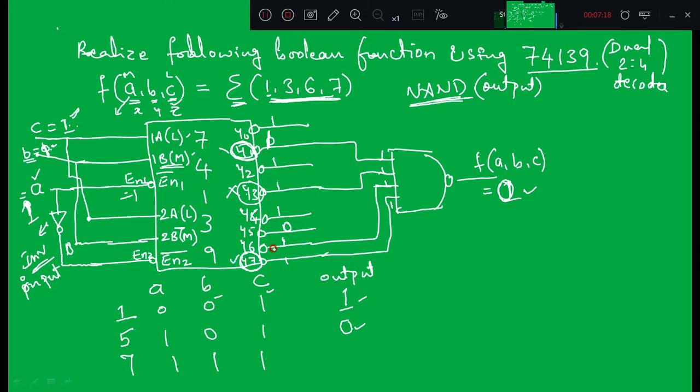Right? So which is equal to 2Y3 in the actual IC. Okay, 2Y3 is selected, and this is connected to the output, and 2Y3 will become 0, and again one of the inputs for this NAND gate is 0. Output is equal to 1. Right? So is 7 there in the given function? Yes, it is there. That means output is equal to 1.